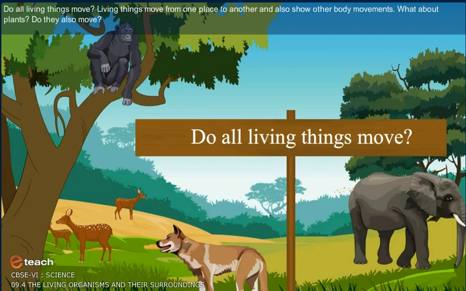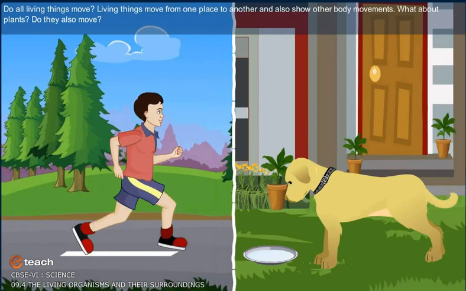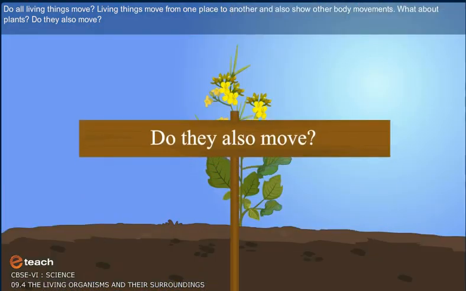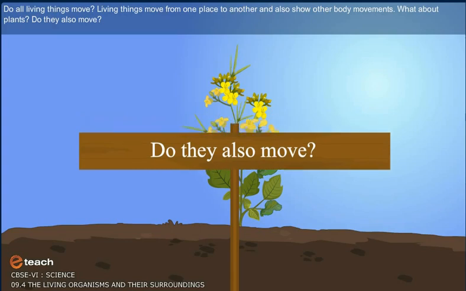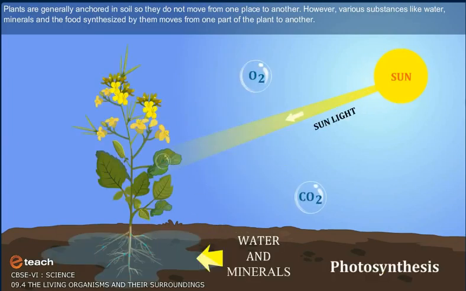Do all living things move? Living things move from one place to another and also show other body movements. What about plants? Do they also move? Plants are generally anchored in soil, so they do not move from one place to another. However, various substances like water, minerals, and the food synthesized by them move from one part of the plant to another.